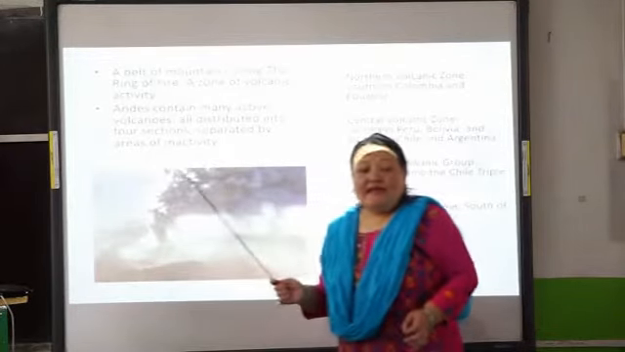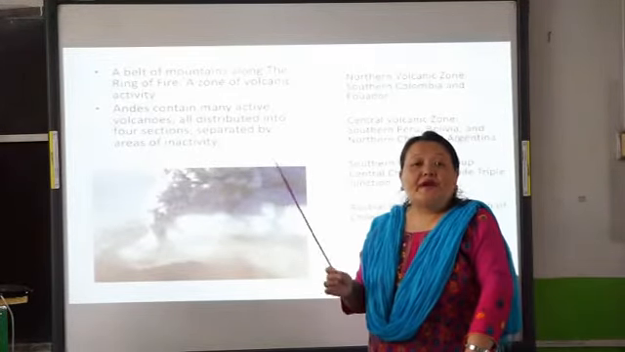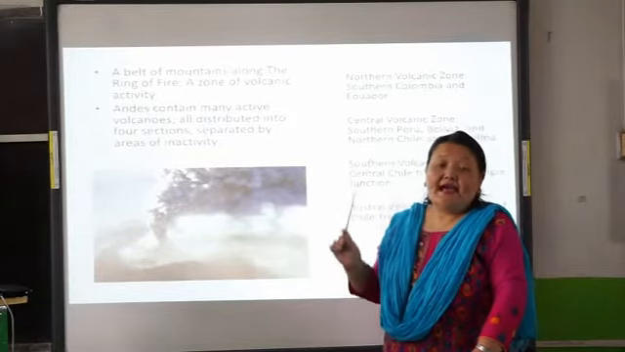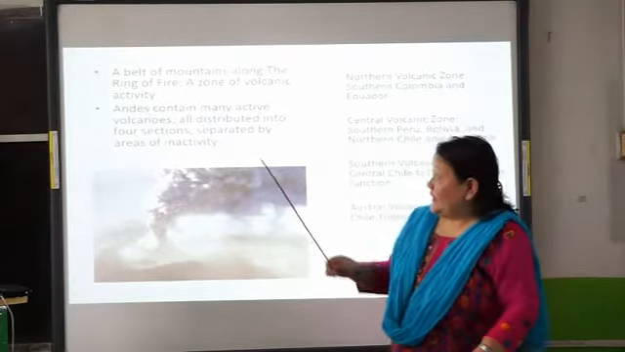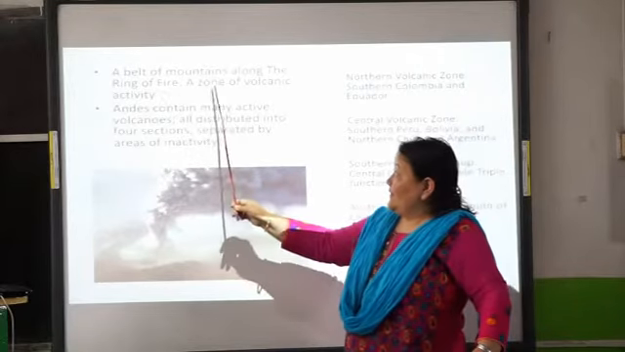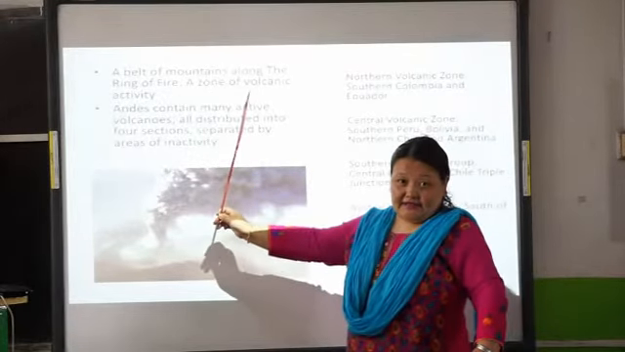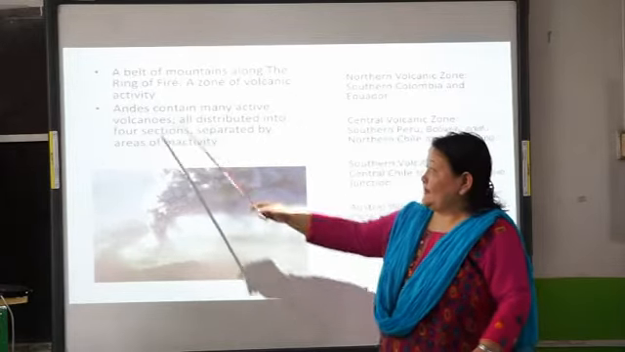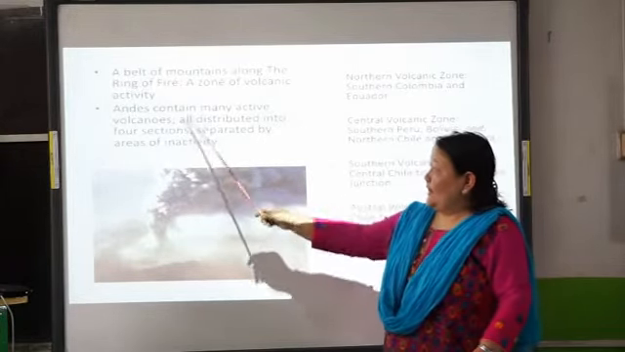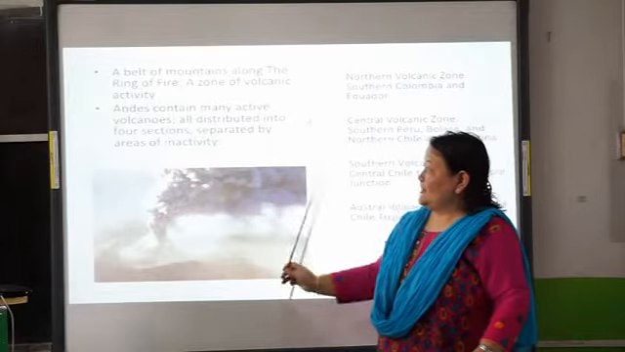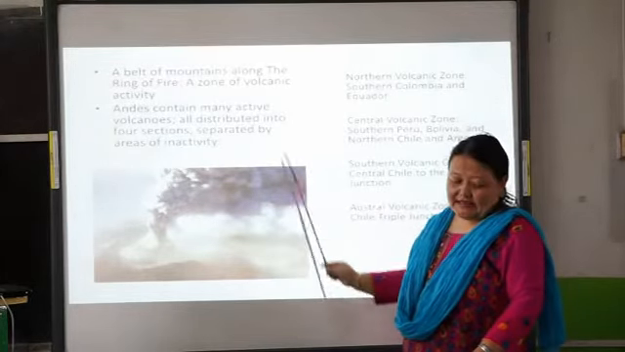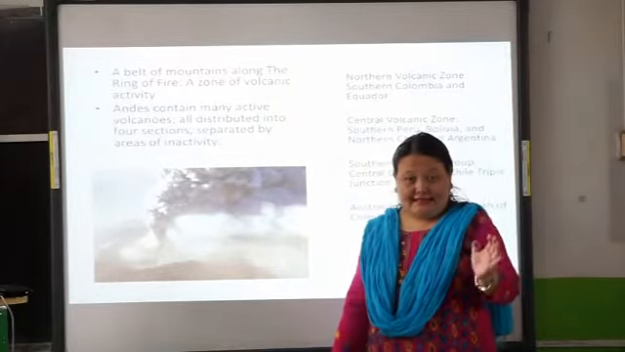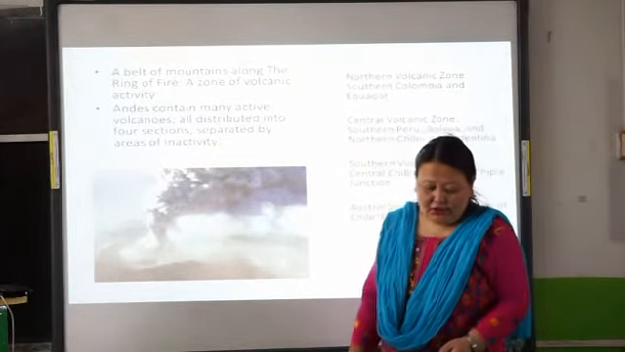Now, in the Andes, you have a large amount of active volcanoes. Okay, so it is also known as the Pacific Ring of Fire. So these areas are very prone to earthquakes. So there are the mountains along the Ring of Fire or zone of volcanic activity, because a large amount of volcanoes are also present on the Andes. So Andes contain many active volcanoes, all distributed into 4 sections separated by areas of inactivity. Okay, so a large amount of volcanic eruption can be witnessed in the Andes mountain range.